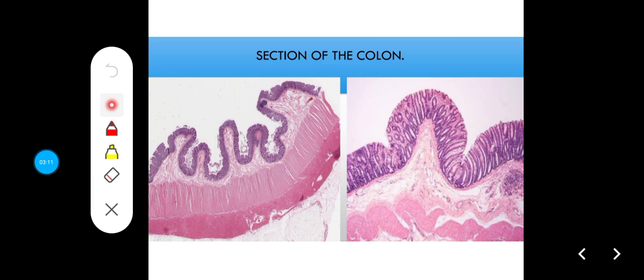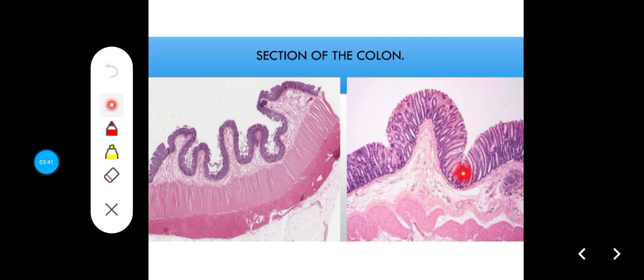So look at this. You can appreciate the epithelium, which is the simple columnar epithelium. And then this is the submucosa. Now this is the inner circular muscle layer. And then notice this thickening here. This thickening here represents the taenia. So it gives the colon away. So you should always look out for that: the thickening of the outer longitudinal muscle layer.